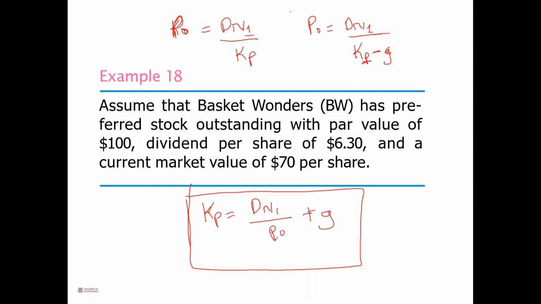This question doesn't say anything about growing. It doesn't say the dividend is growing. It just says find the cost of preferred stock. So once the dividend is not growing, it becomes KP is equal to dividend over the price. Here the dividend is 6.3 and the market price is 70.